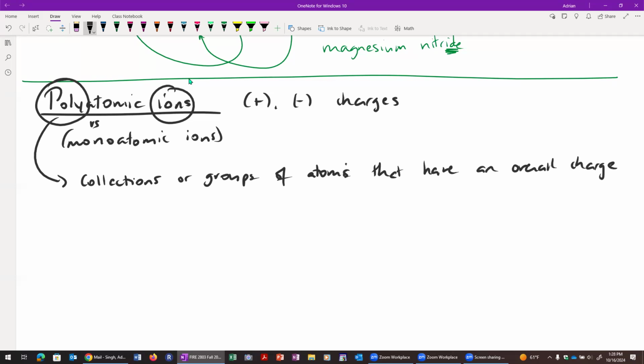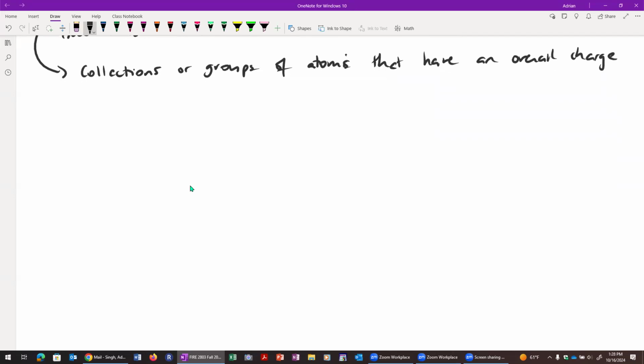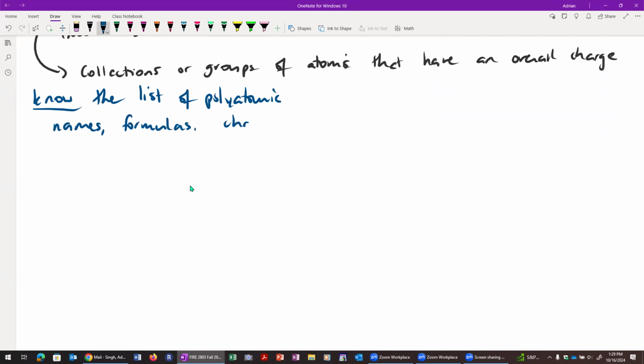Okay, and there are several of these that you're going to encounter. There's a long list of them, but we're going to whittle that list down to the most important ones, the most common ones that we're going to see. So you need to know, and this is something you're going to have to memorize, the list that we're going to provide of polyatomic ions. That means you need to know the names of the ions, the formulas, and then their charges, very important. So let's take a look at the first few of these.